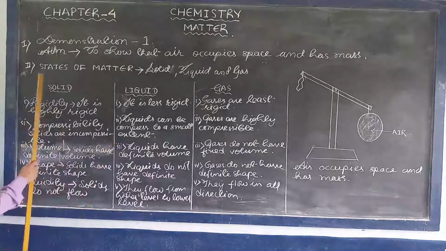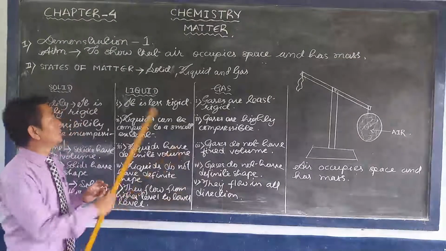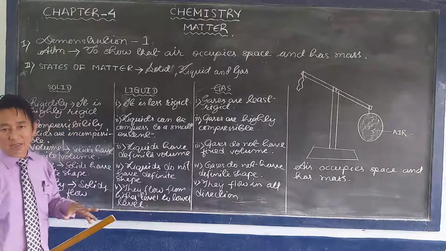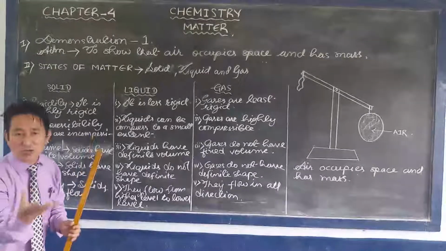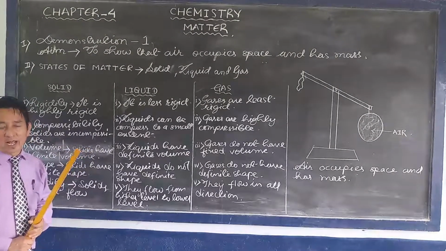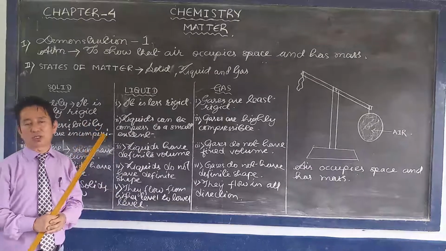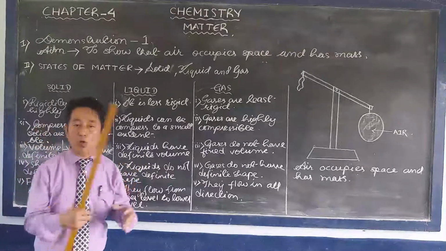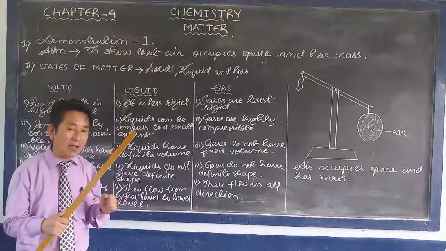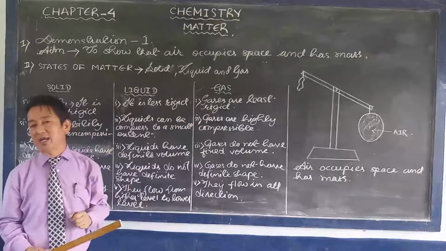Now next, states of matter. Matter exists in 3 physical states: solid, liquid, and gas. You know that matter is made up of minute particles which are called molecules. And these molecules are in constant random motion. In solid, these molecules are closely packed. Here in the solid state, molecules cannot move. They vibrate about their mean position only. That is why solids have definite shape, size and volume.